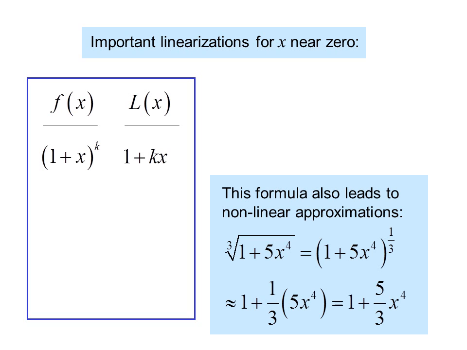This formula also leads to nonlinear approximations. We could write the cube root of 1 plus 5x to the 4th equals 1 plus 5x to the 4th to the 1/3, equals 1 plus 1/3 times 5x to the 4th, or 1 plus 5/3 x to the 4th.